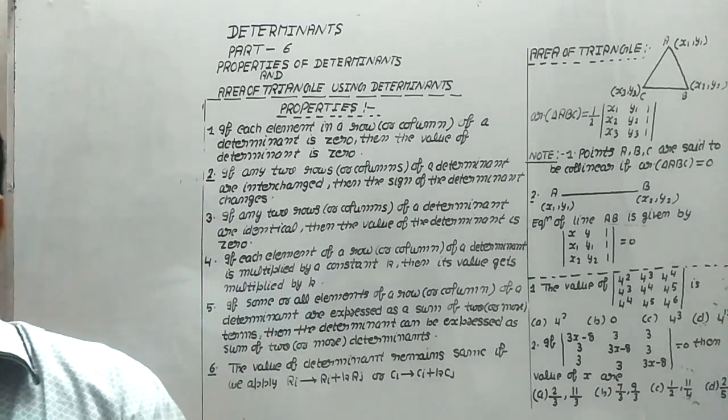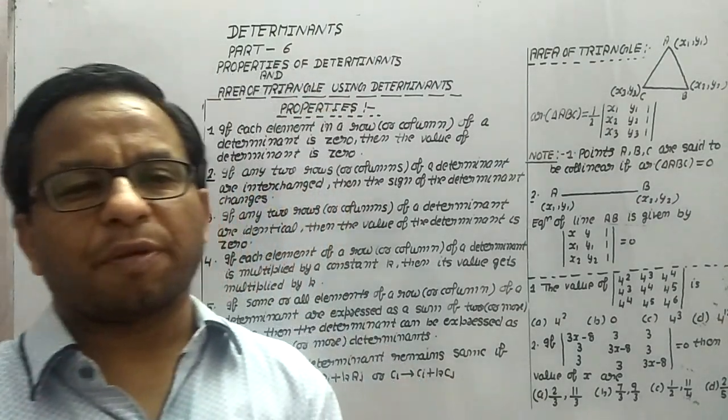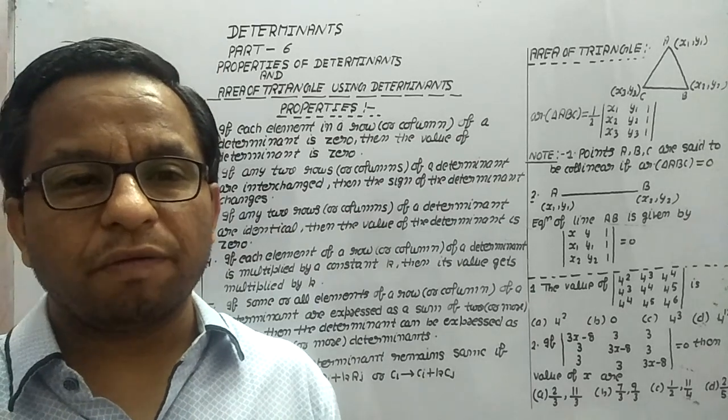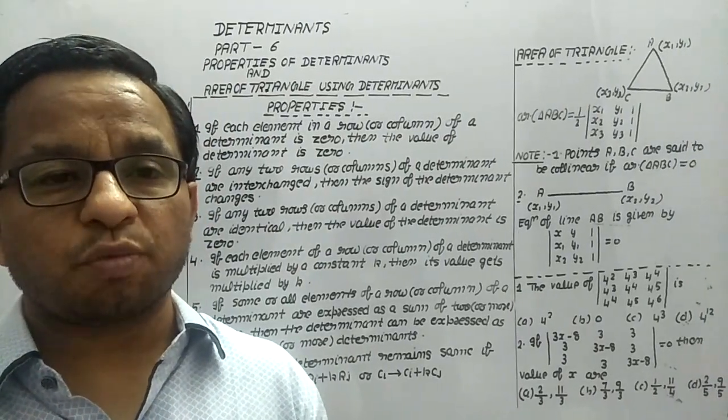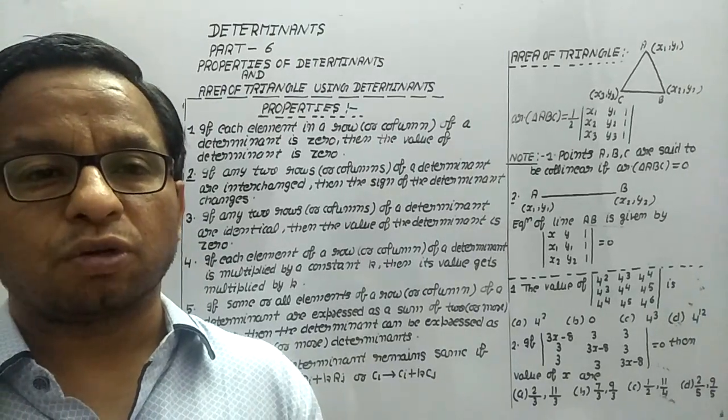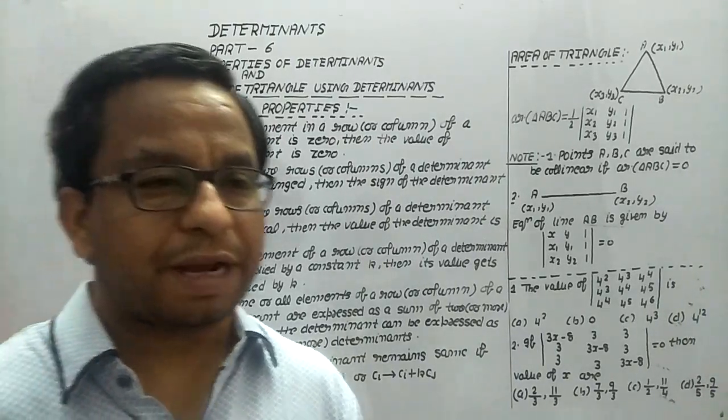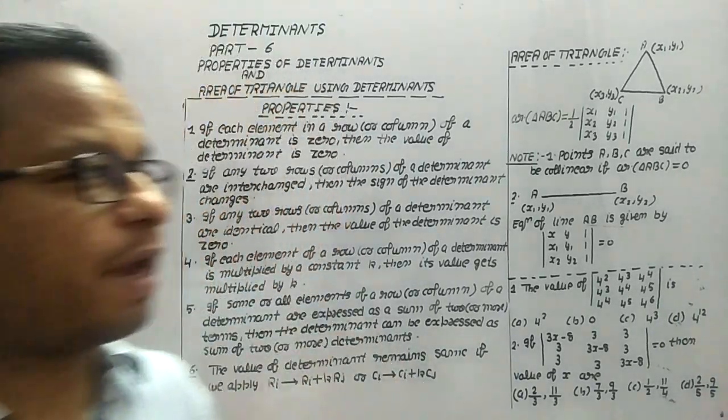Everybody, today I'll explain to you the properties of determinants and how we will find the area of a triangle using a determinant. These properties are very important to solve the questions. So let's start with the properties of determinants.